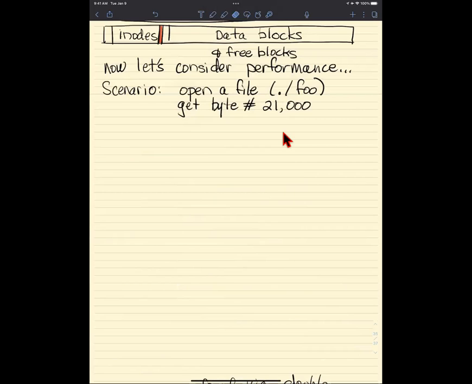So what I'd like to do is go over, once again, you're looking at the original Unix file system. And I want to go over what kind of performance you would get just by opening a file, /foo, and seeking to byte 21,000. Okay.